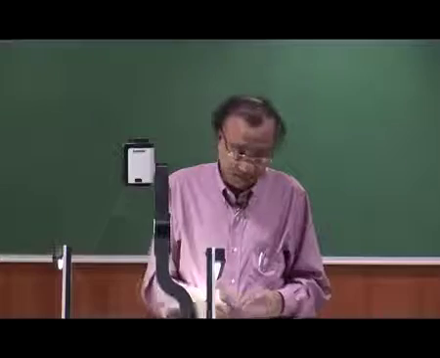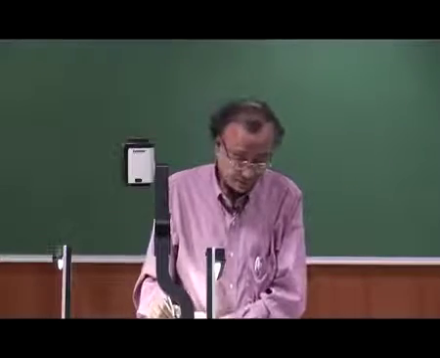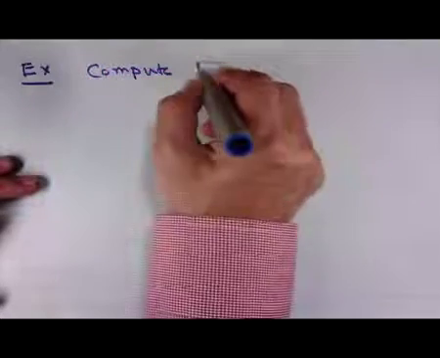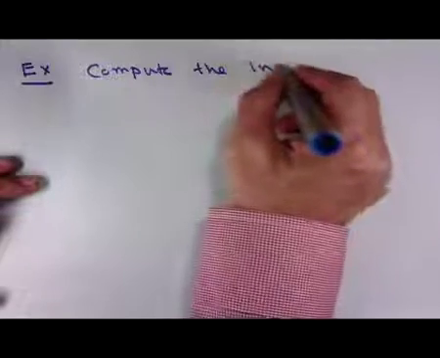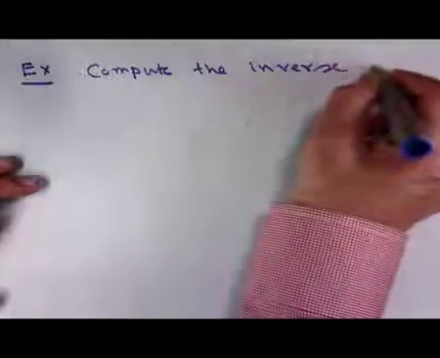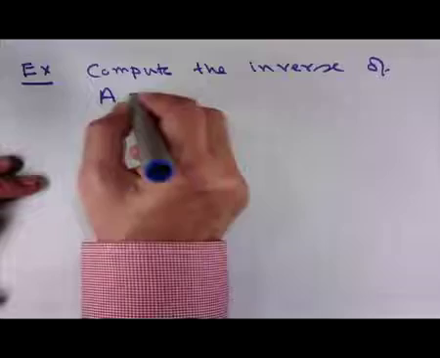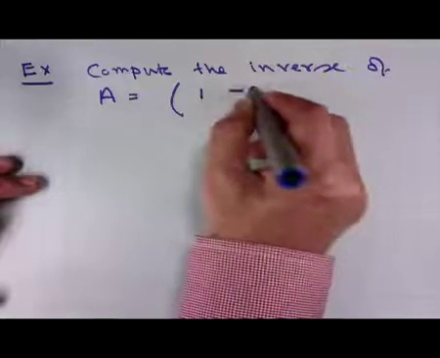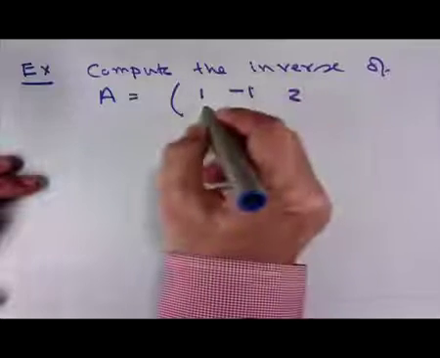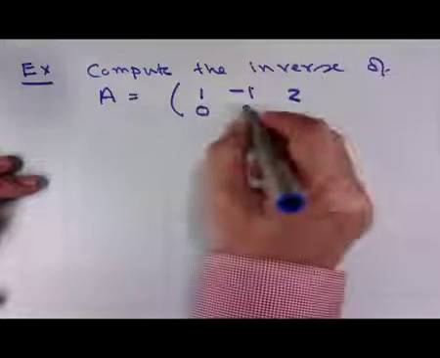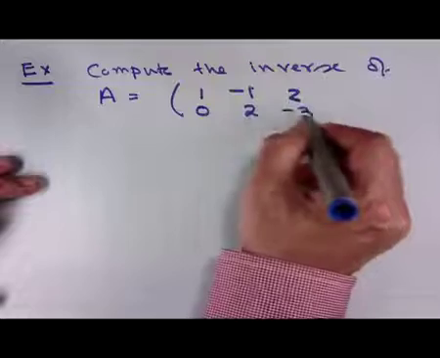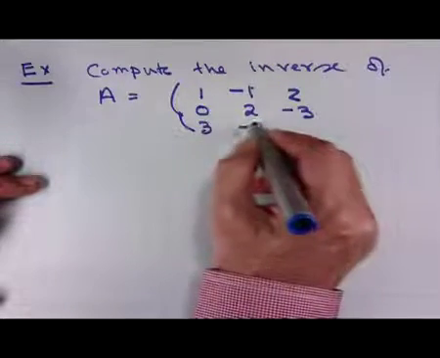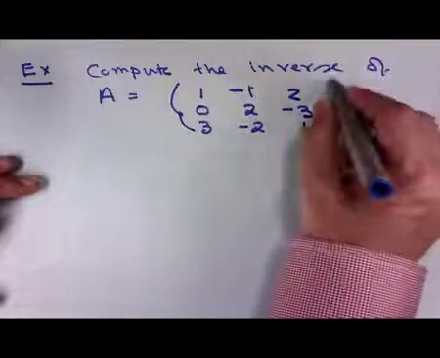Let me give an example. Compute the inverse of A, which is equal to the matrix with rows 1 minus 1 2, 0 2 minus 3, and 3 minus 2 4.